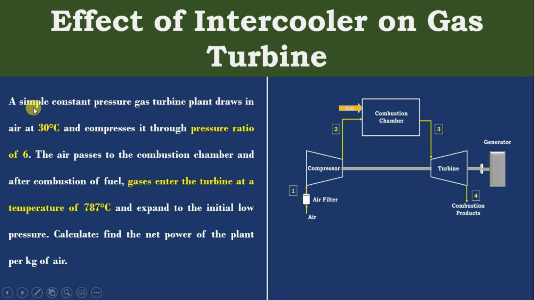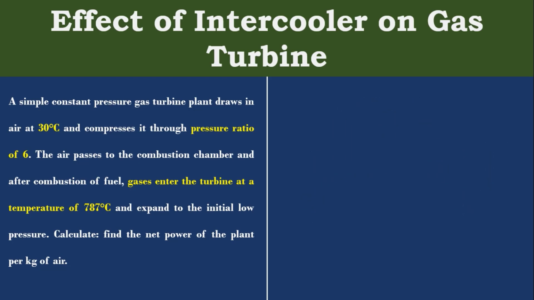Let's look at the first problem. A simple constant pressure gas turbine plant draws air at 30 degrees Celsius and compresses it through a pressure ratio of 6. That is P2 divided by P1 is equal to 6, Rp. Then air passes to the combustion chamber. After combustion of fuel, gases enter the turbine at a temperature of 787 degrees Celsius and expand to the initial low pressure. Calculate the net power output of the plant per kg of air. This is our first problem. We already solved this problem in a previous lecture from this playlist. If you have any doubt how to solve it, kindly go through it.